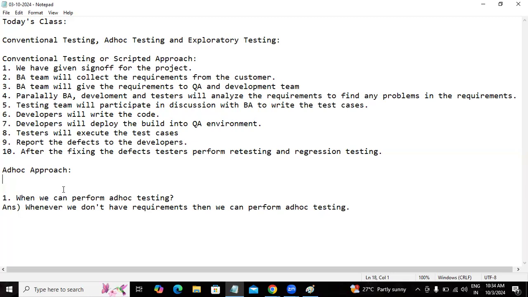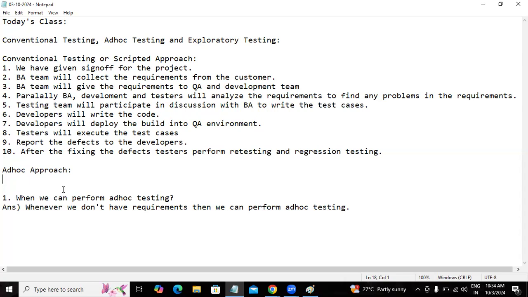How do we perform ad hoc testing? We don't have any requirements and we don't have any test cases. They give the application directly, and as a tester, you need to dive directly into the application. After diving in, testers need to learn the application at the same time, so they need to break down the application.